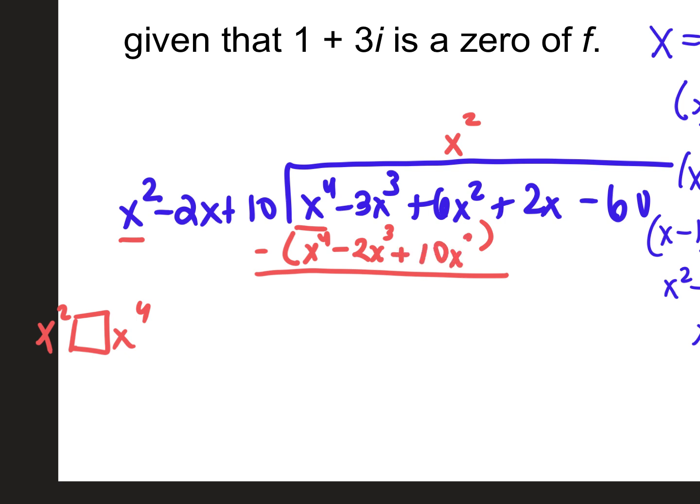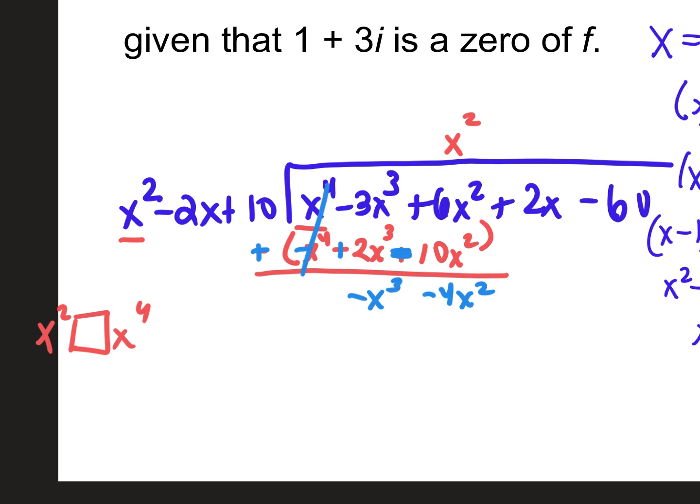Plus 10x squared. Before you subtract, guys, what do we need to do? Distribute, distribute, distribute, distribute. So you have 6 minus 10. 6 minus 10. Negative 4, x squared. What's negative 3x cubed plus 2x cubed?